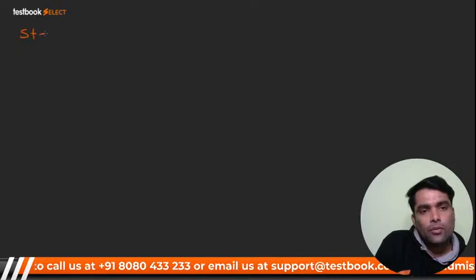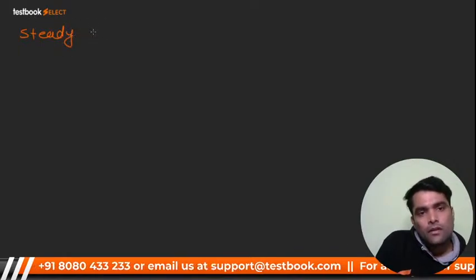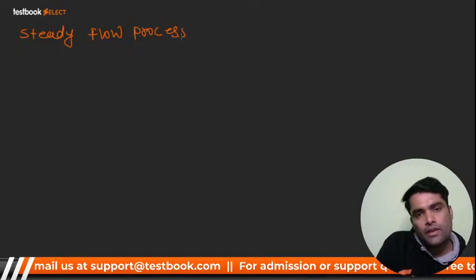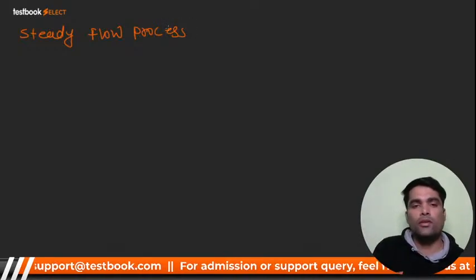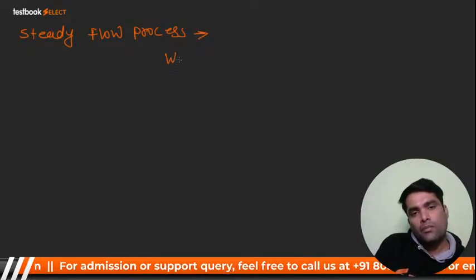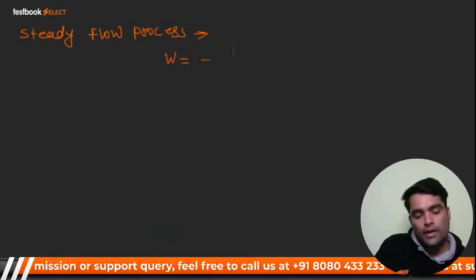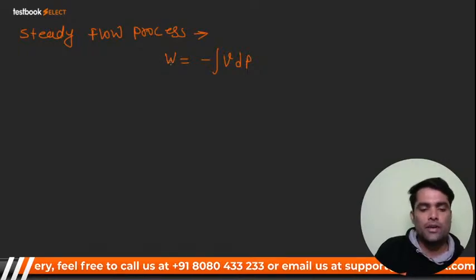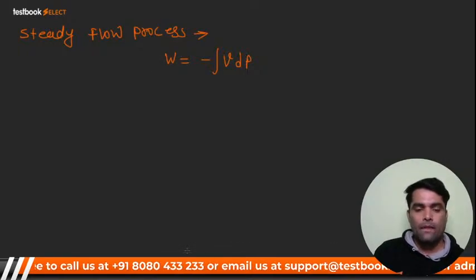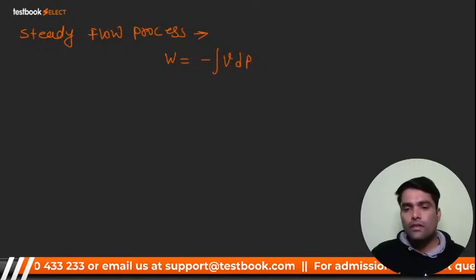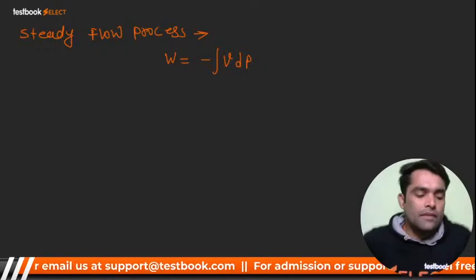So in steady flow process, I will not derive it, my dear. Till now we have covered the non-flow process, right? But whenever there is a steady flow process, my dear, I will get W is equal to minus integration VdP. That you have to keep in mind. It's very easy, you know that, bacha party. So this is all about the steady flow process, right?